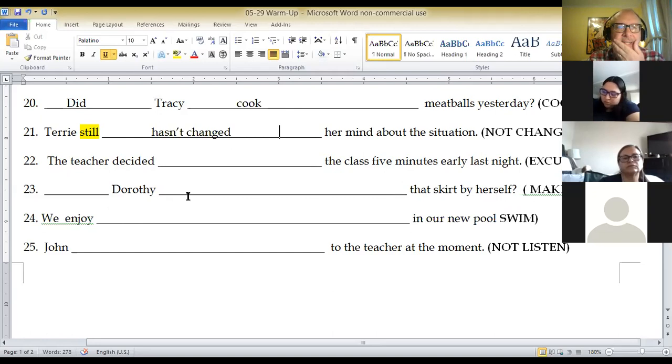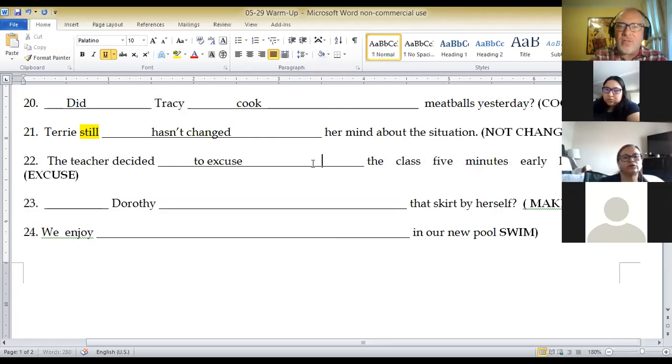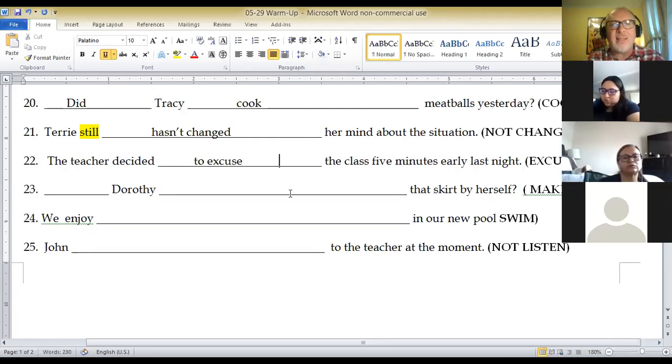The next one is decide. Do we want infinitive or gerund in that case? Infinitive, right. Decided to excuse the class 5 minutes early last night. Decided to. All right. Now the next one's a little bit tricky. We have to think about it.